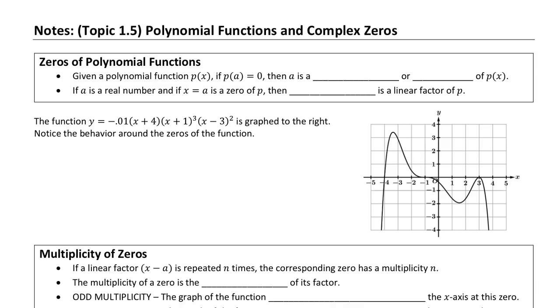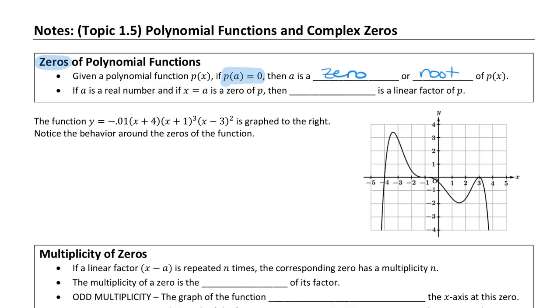The first vocabulary word of the day is the zeros of a polynomial function. Now we've kind of talked about this earlier in this class. The zero of a polynomial function is where the graph crosses the x-axis. The other words we can use for a zero of a function are also the root, or the x-intercept, or the solution. But basically we are looking for where that function is equal to 0. That's called a zero.